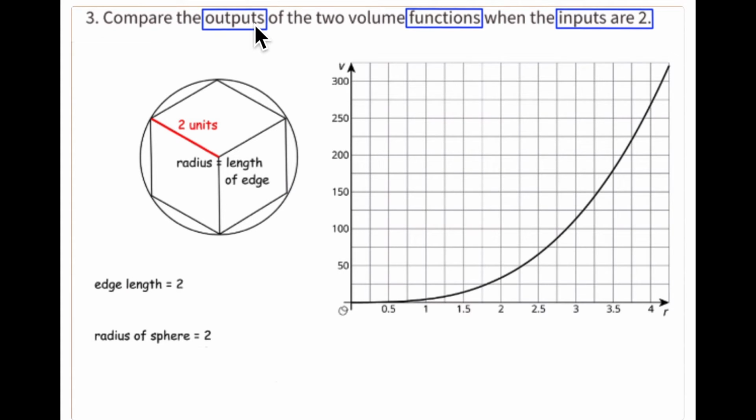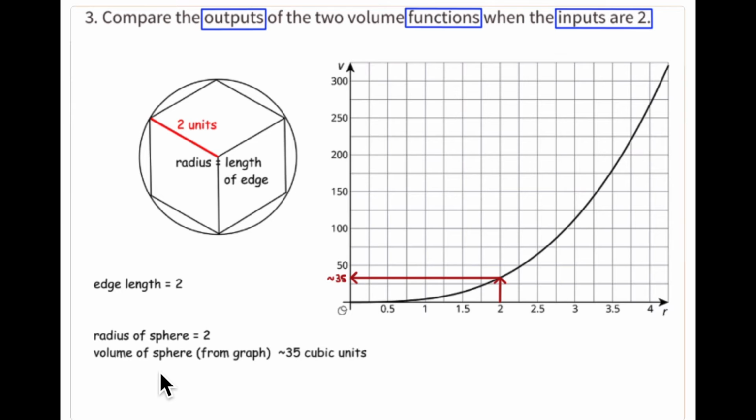So what are you going to calculate? What do you want to know? And that's called a function. The volume is a function of the radius, or a function of the length of the edge. So for the volume of the sphere, we know that the radius is 2 units. So that's the input. It's also called the independent variable.